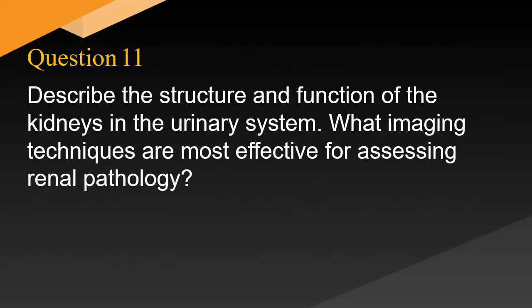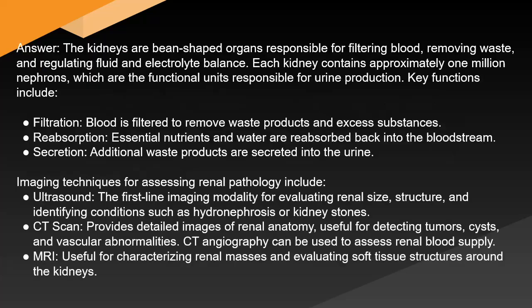Describe the structure and function of the kidneys in the urinary system. What imaging techniques are most effective for assessing renal pathology? Answer: the kidneys are bean-shaped organs responsible for filtering blood, removing waste, and regulating fluid and electrolyte balance. Each kidney contains approximately 1 million nephrons, which are the functional units responsible for urine production.